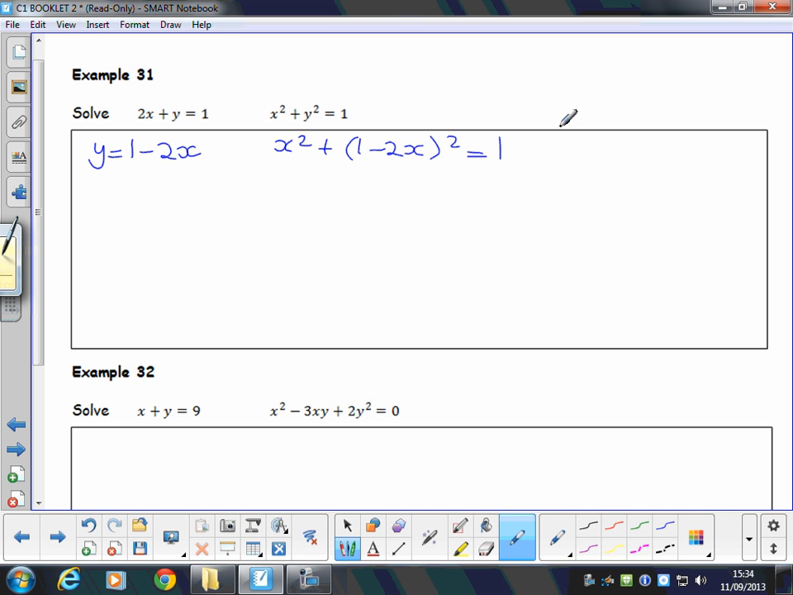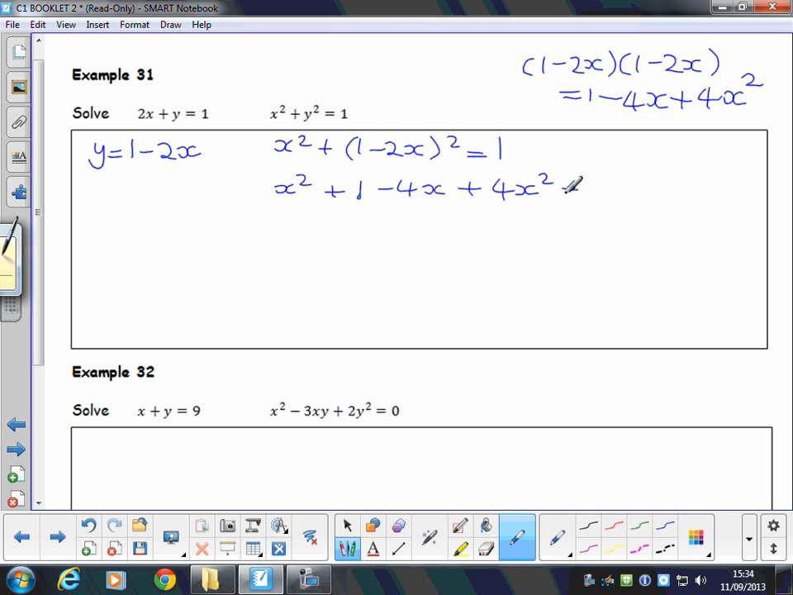If I expand this bracket, it's the same as doing 1 minus 2x multiplied by 1 minus 2x. That's 1. I've got minus 2x minus 2x, so minus 4x. And then I've got minus 2x multiplied by minus 2x. So the minus and the minus will give me a plus, and then I've got 2x multiplied by 2x, so I'm going to get 4x squared. Then I've got x squared plus 1 minus 4x plus 4x squared, all equal to 1.